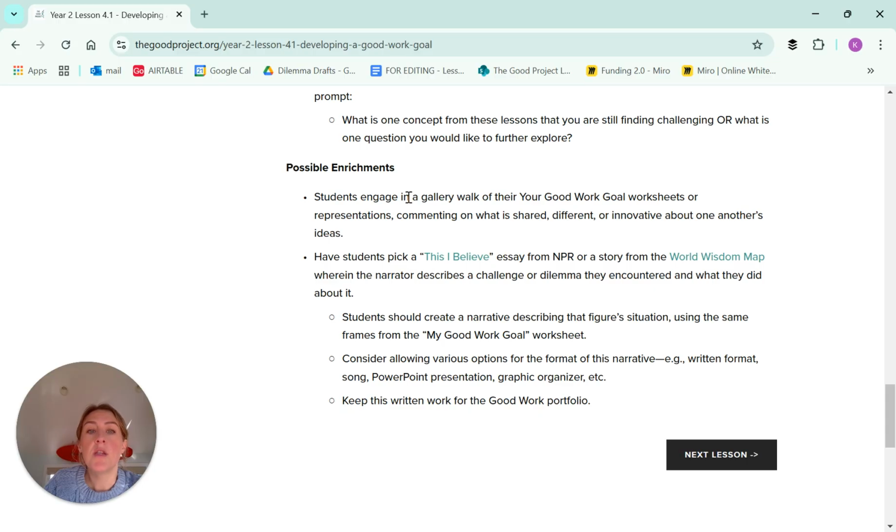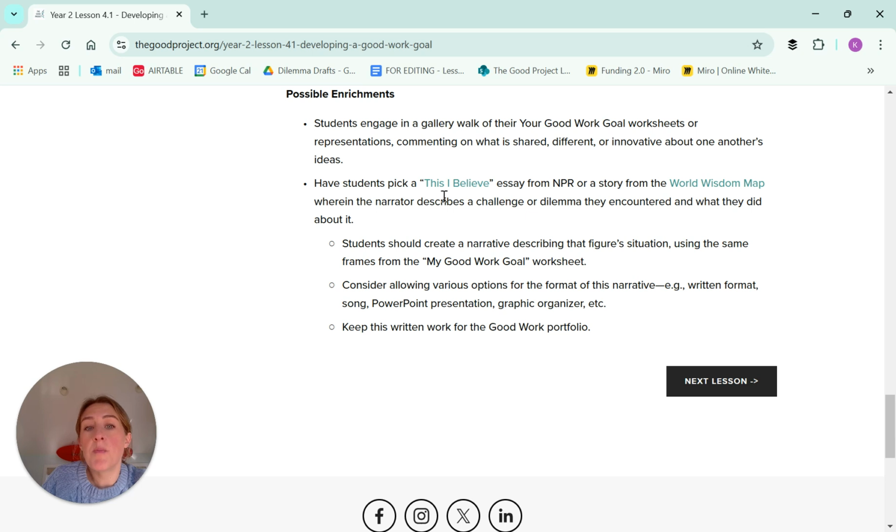Possible enrichments will be to engage in a gallery walk of Your Good Work Goal worksheets or representations. They could comment, similar to the Chalk Talk idea. They can go around, put them up on the walls, and have students walk around and put sticky notes, or even use a piece of paper where they could write down their reactions to different goals, different ideas that they might want to share with their fellow students.